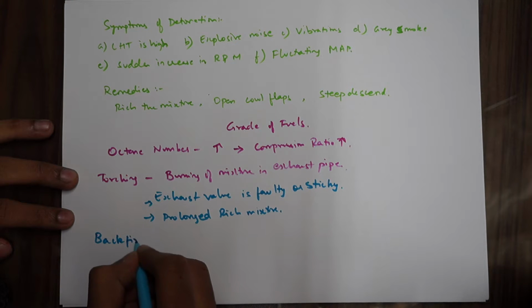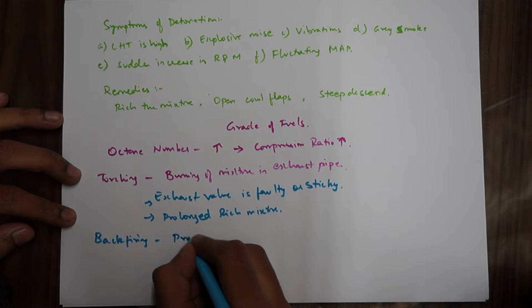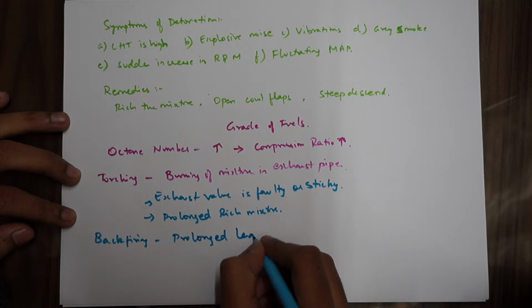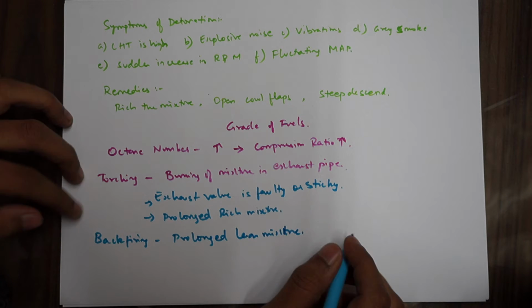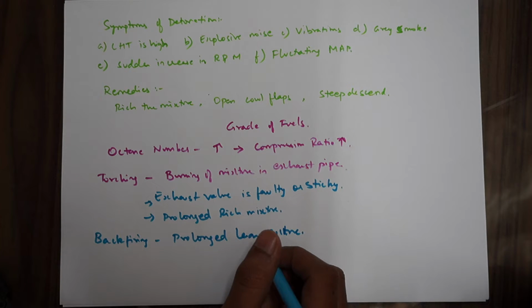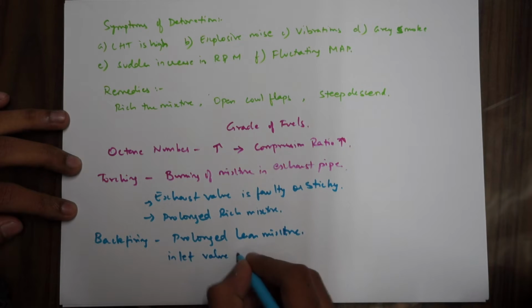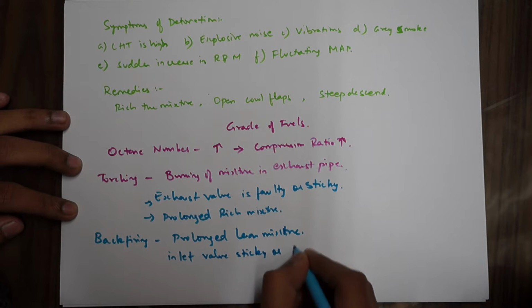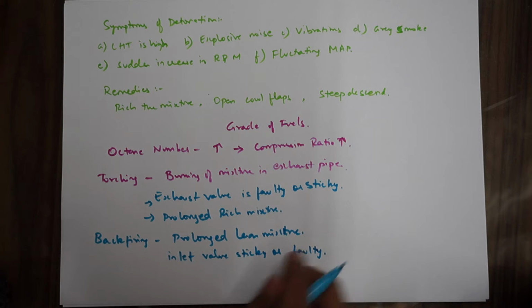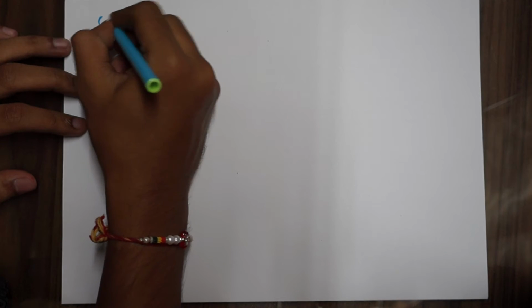Then there's something called backfiring. Now this is the opposite, and it is due to a prolonged lean mixture. If you're on a lean mixture for quite some time, it's going to cause backfiring, and it's also due to pre-ignition. So this is generally because of a sticky or faulty inlet valve. With backfiring, the fuel actually burns in the induction manifold. So that is backfiring.